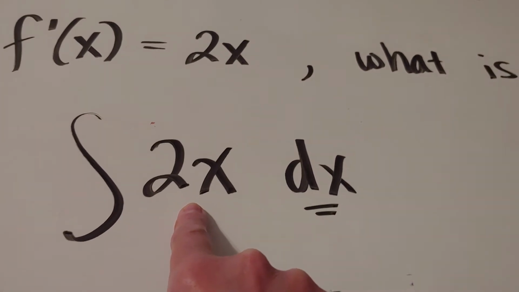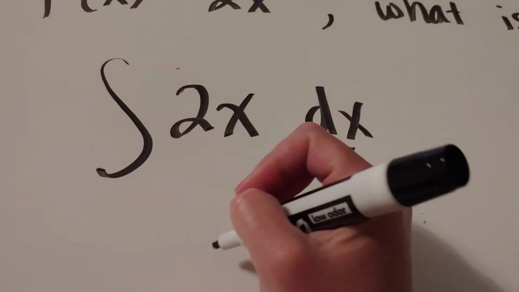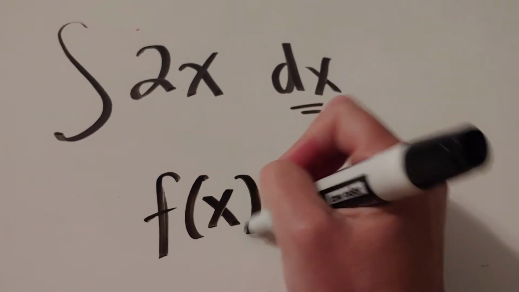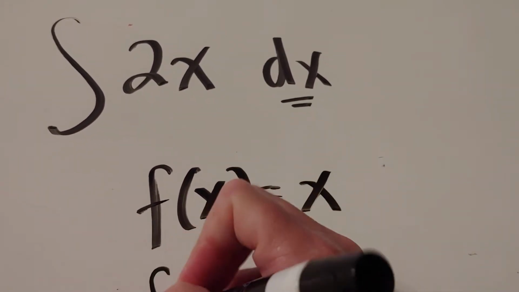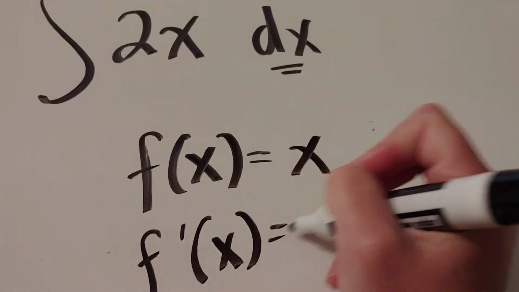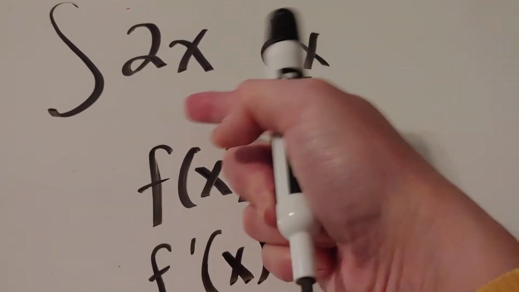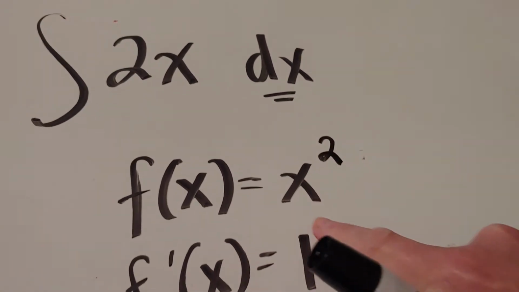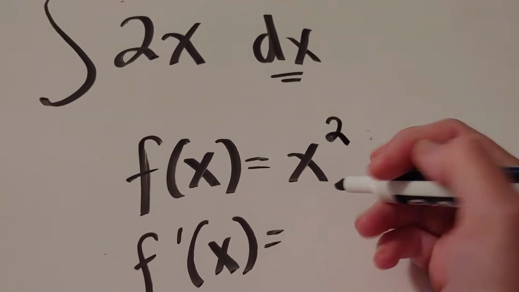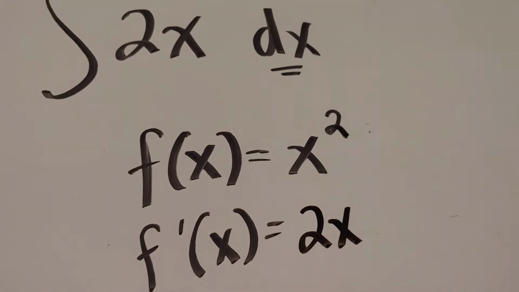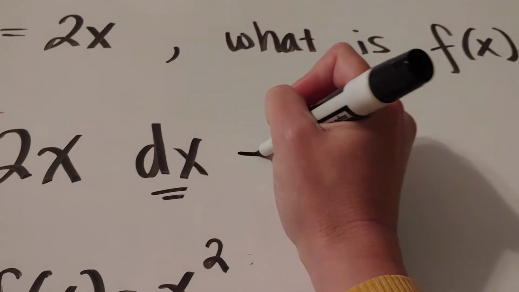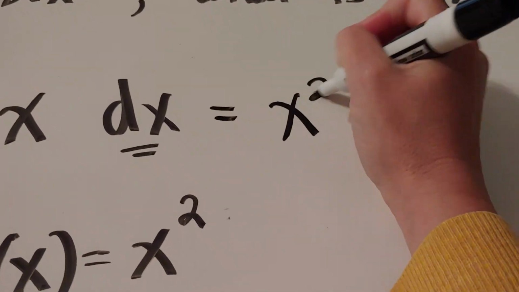Okay, well, if we think about power rule, if the original function was an x, we know its derivative is 1. Okay, so this didn't come from an x. Okay, if my original was x squared, then my derivative would be 2x. Oh, okay. But x squared is not my entire answer.